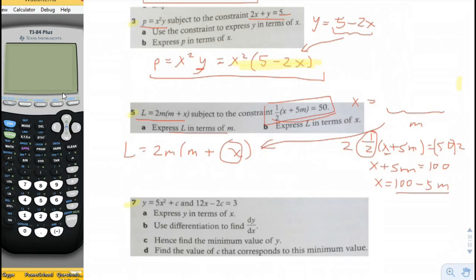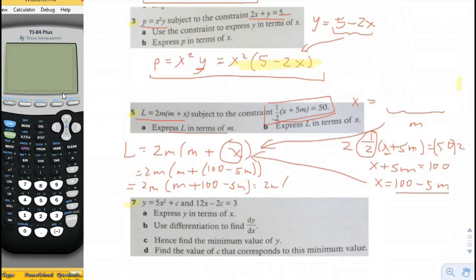And so then we can plug the x into here, and we'll have L equals 2m times m plus 100 minus 5m. Then we can simplify this. 2m times m plus 100 minus 5m. m minus 5m is equal to minus 4m, right? So that would be 2m times 100 minus 4m.